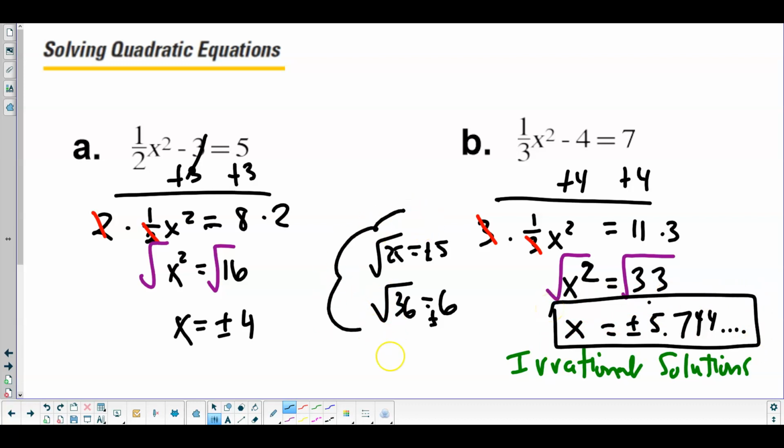Okay, so this is why it's called irrational. It's not one of the rational answers, which is plus or minus 5 or plus or minus 6. Hopefully that explanation makes sense. And then let's take a look at the next one.